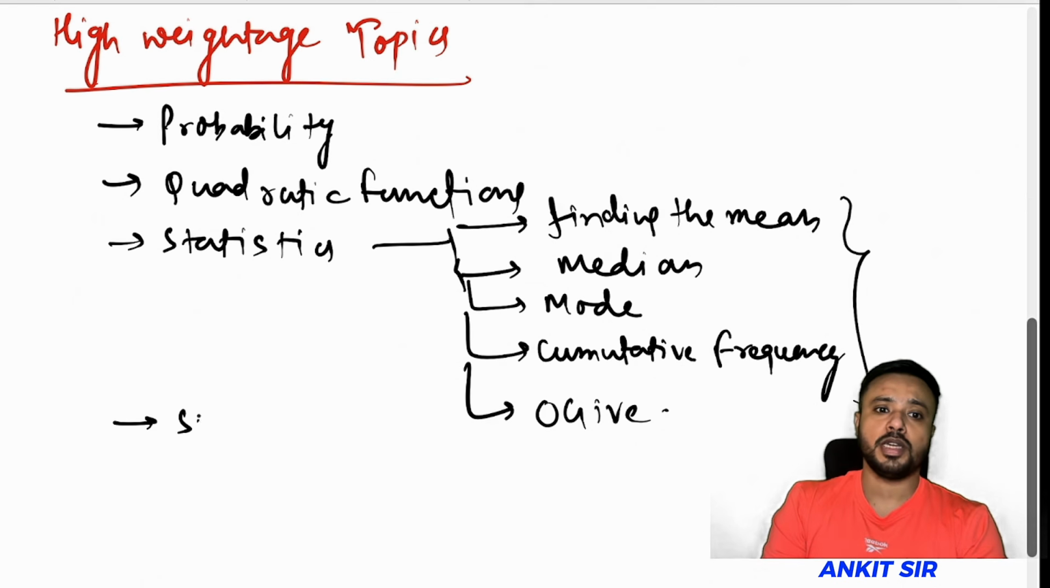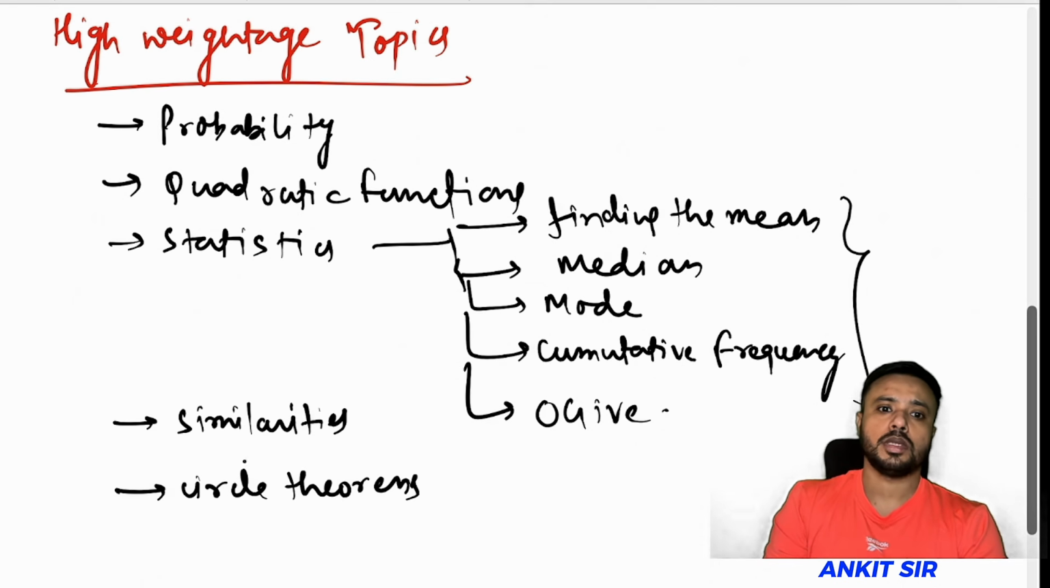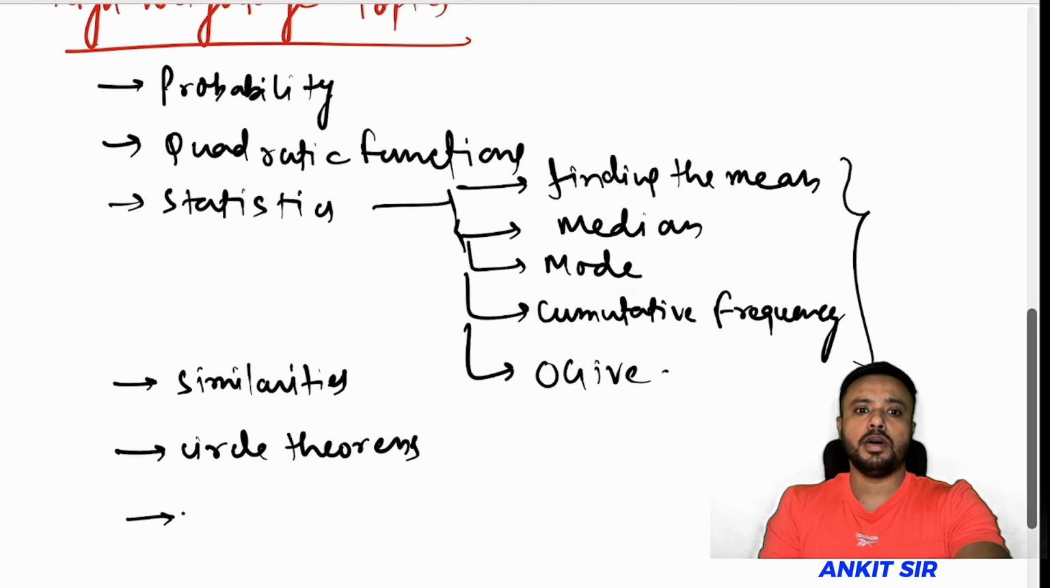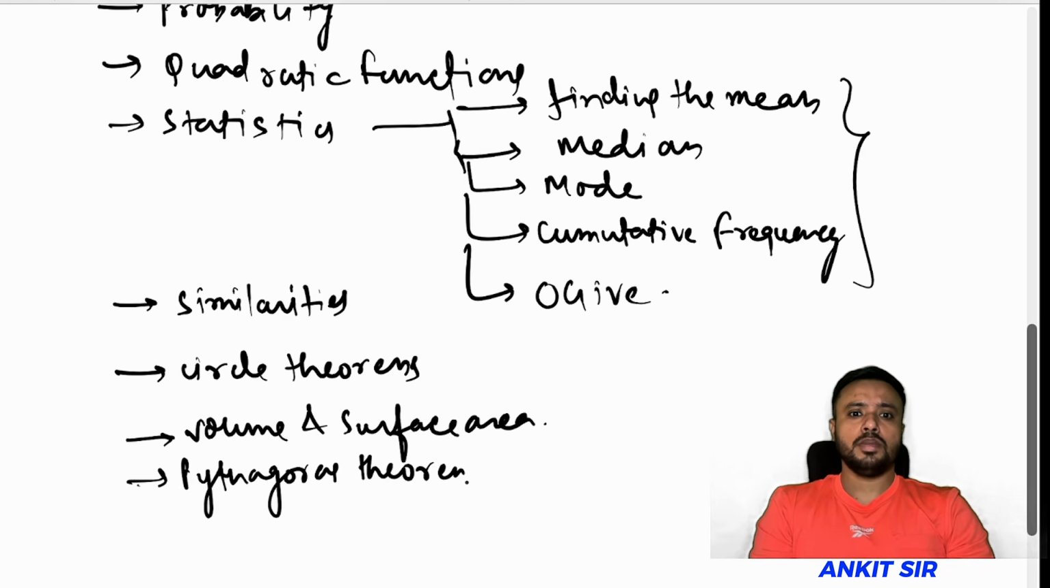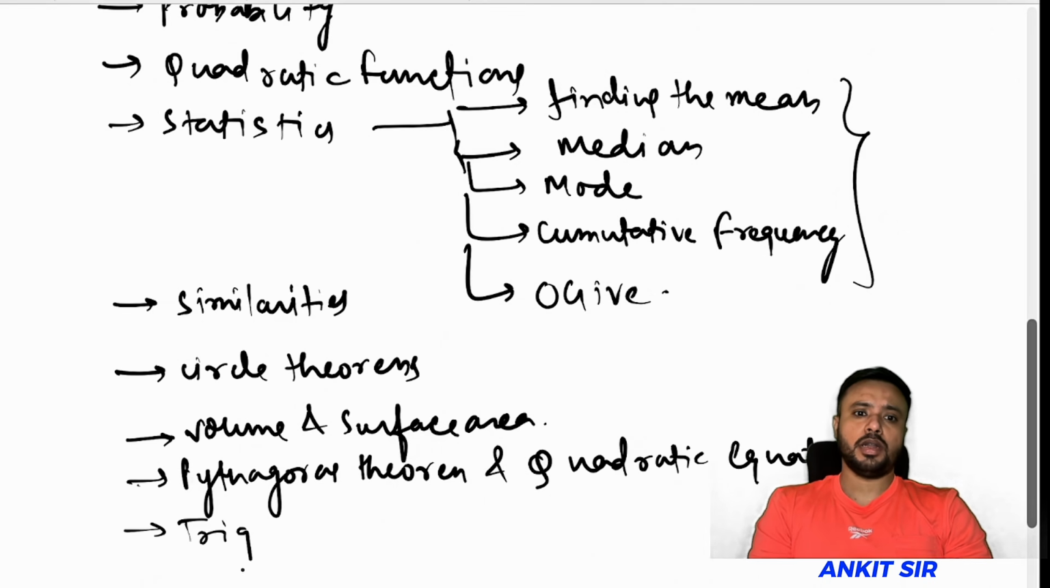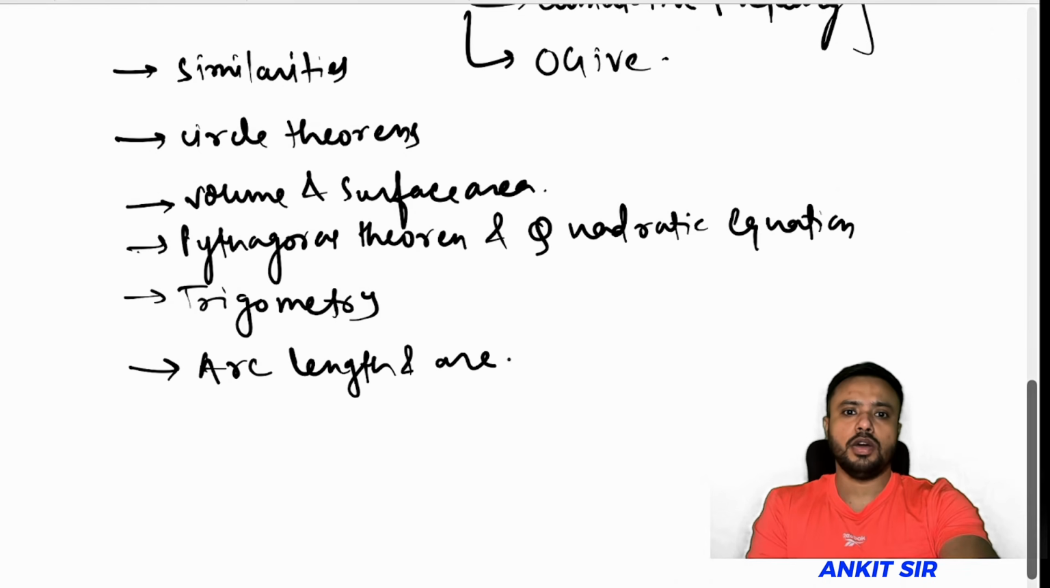Now, next topic, when I say similarities, then we have circle theorems. Then we have volume and surface area, and then we have Pythagoras theorem, and quadratic equation, trigonometry, and arc length and area of sector.